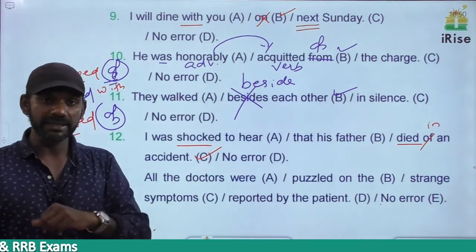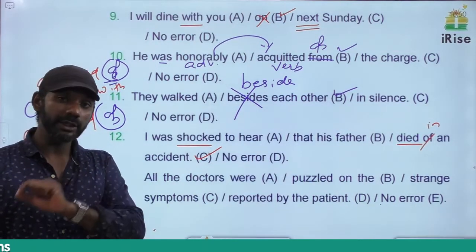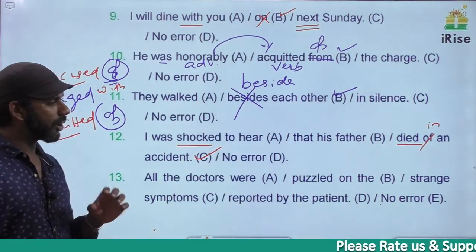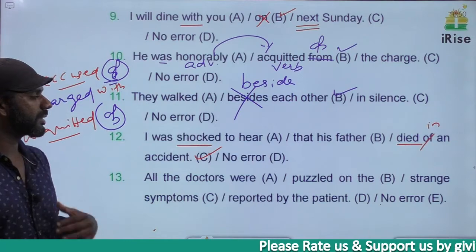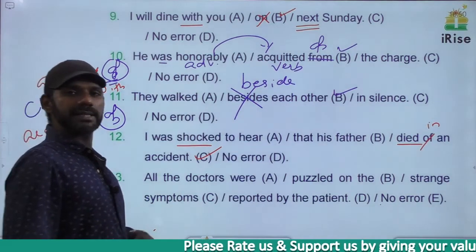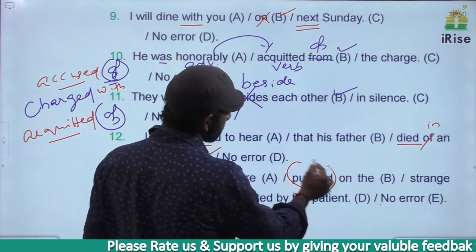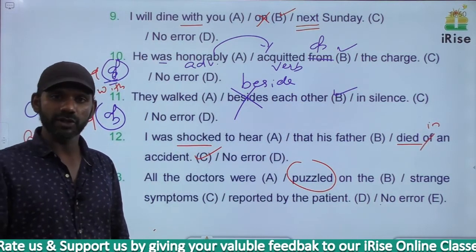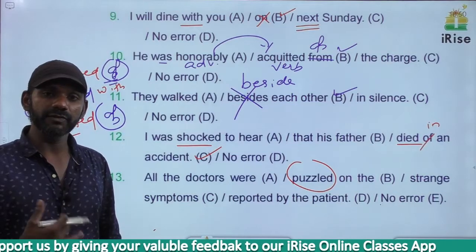This is reported by the patient. The patient reported to the doctor is correct. All the doctors were puzzled on the strange symptoms reported by the patient. Puzzled is a kind of feeling. Confused, surprised, shocked, confused, all these are feelings or emotions. So puzzled is a kind of feeling.